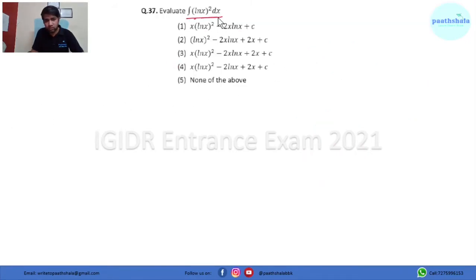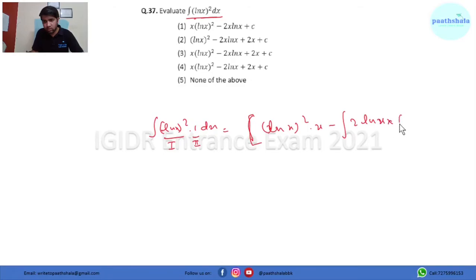Here in this question we have to solve this integral, ln x square into 1 dx. So by the ILATE rule, take this as first and this as second. So when you solve it, you will get ln x whole square, and integration of 1 is x, minus integral d by dx of ln x, that is 2 ln x into 1 upon x, and integration of 1 is x. So x and x get eliminated. This will come out to be this.